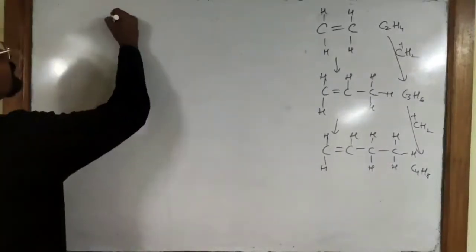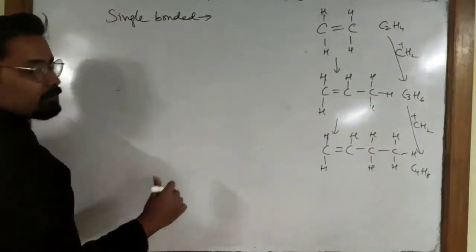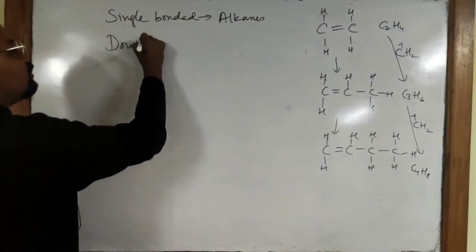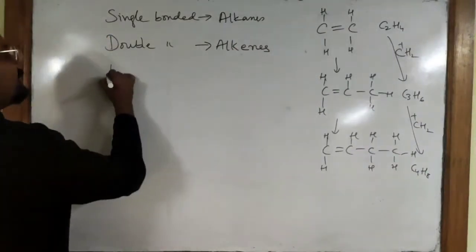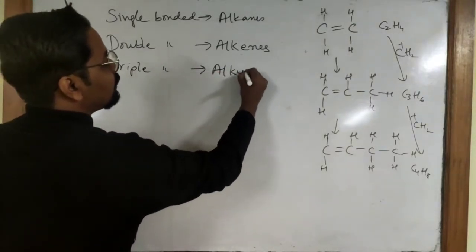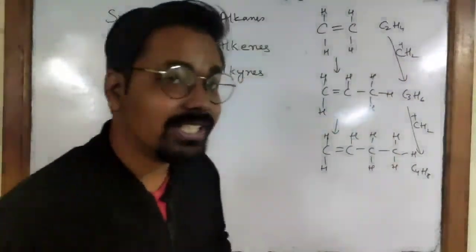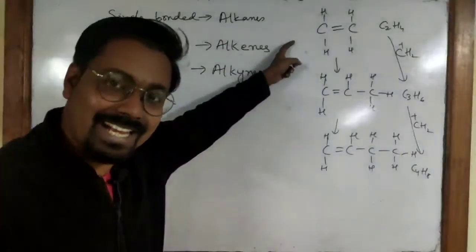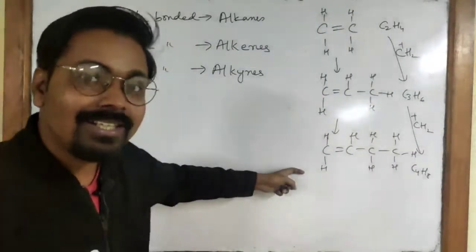Okay, so all the single bonded carbon compounds are called alkanes. The double bonded ones are called alkenes, and the triple bonded ones are called alkynes. Now if you go back a little bit in the video, you will see I wrote 3 structures, right? Propane, propene, propyne. The first one was an alkane, the second one contained a double bond, it was an alkene, and the third one was a triple bond, it is an alkyne.